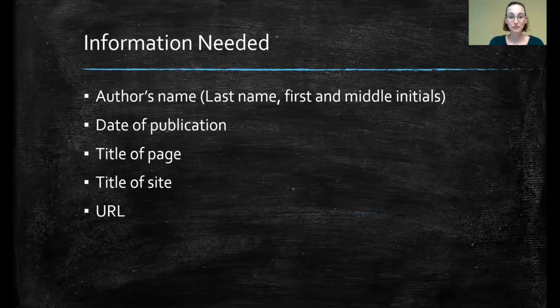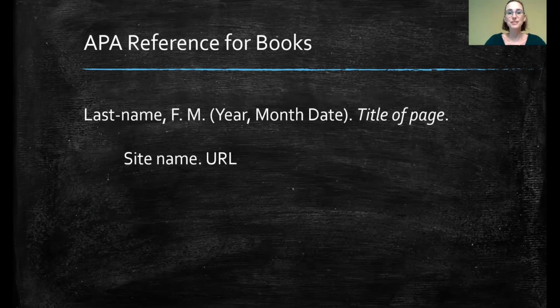Now, for a website specifically, you're going to need 5 bits of information: the author's name, the date of publication, the title of the page, the title of the site, and the URL, so that your reader can quickly find the information. Right, so when we look at how this is going to look in your actual reference page, it looks a lot like our general reference.